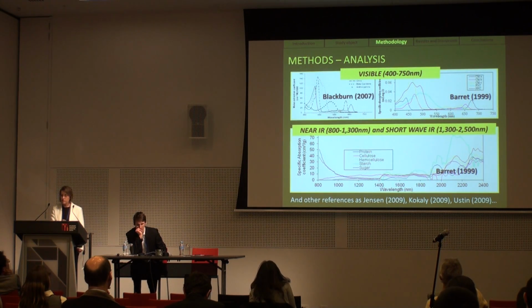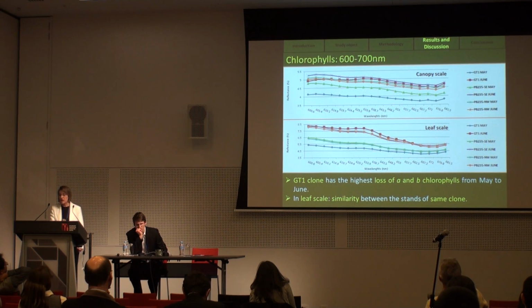For the comparison between the different data, we used famous literature like Blackburn, Barrett, Jensen, Kokaly, Austin. So the results for the chlorophylls: it's possible to see that the GT1 clone has the highest loss of A and B chlorophylls from May to June. In leaf scale, there is similarity between the stands of the same clone.